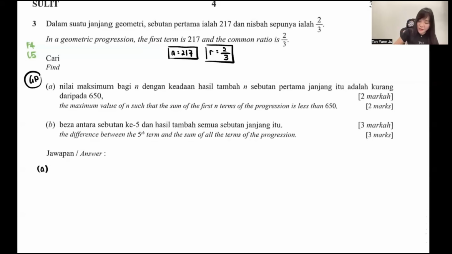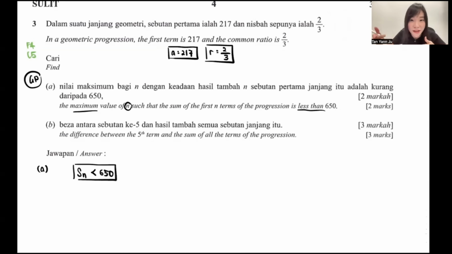Find the maximum value of n. So maximum, that means you got quite a lot of n answers and you're going to write the maximum one that you can accept, okay? Such that the sum of the first n terms of the progression is less than 650. So sum is S. Sum of the first n terms, we call it Sn. Sum of the first 5 terms, S5. Sum of the first 15 terms, S15. Sum of the first n terms, Sn. So now they say Sn. Is it equal to 650? No. Open your eyes big, it's less than 650. So isn't it Sn less than 650?